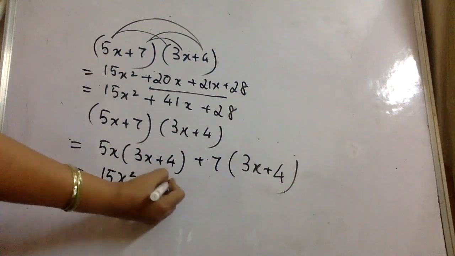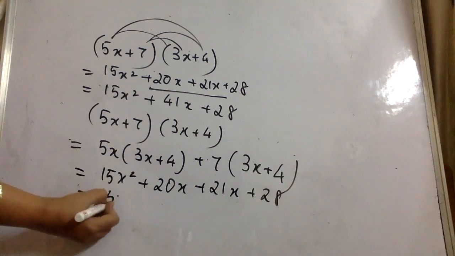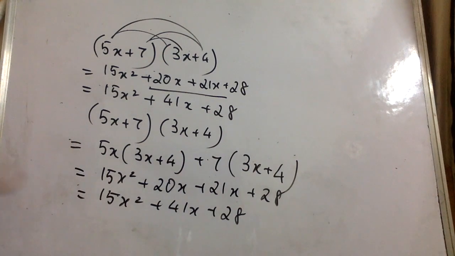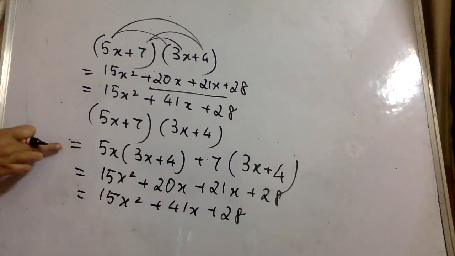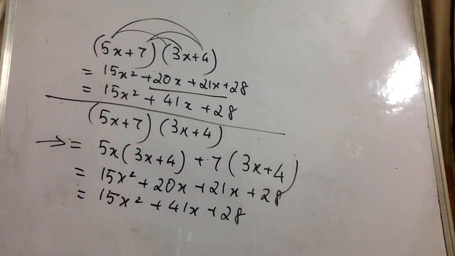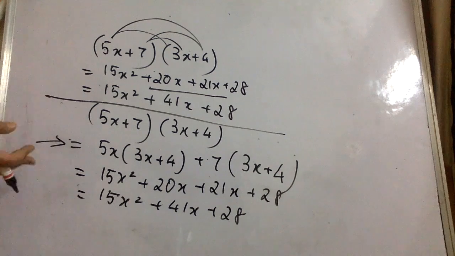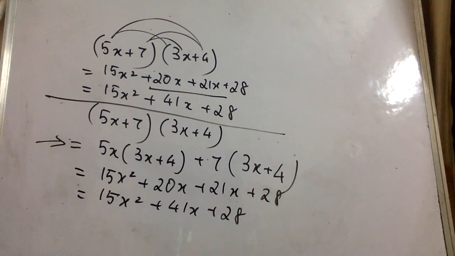15x square plus 20x plus 21x plus 28. That is 15x square plus 41x plus 28. So this is my final answer. You see the final answers are same. Only one extra step I did here, which will help me not to get my sum wrong. Sometimes when you are beginners, you tend to miss out the terms, you tend to miss out one multiplication itself. And always check whether you are getting 4 terms or not. So that was a little bit of binomial with a binomial.